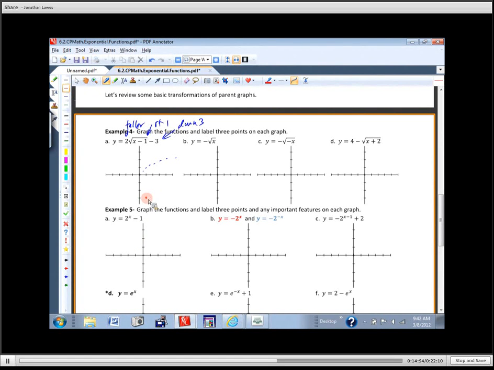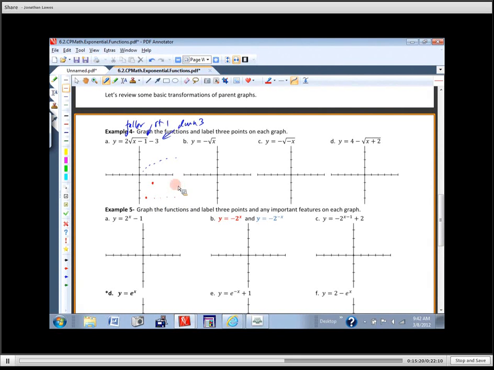Okay, that's the starting point. And then I normally go over 1 and up the square root of 1. So I normally go over 1 and up 1. I'm going to go over 1 and up 2. What's the next most convenient point to graph here? Over 4 and up 2, right? I'm going to go over 4, so count over 1, 2, 3, 4.